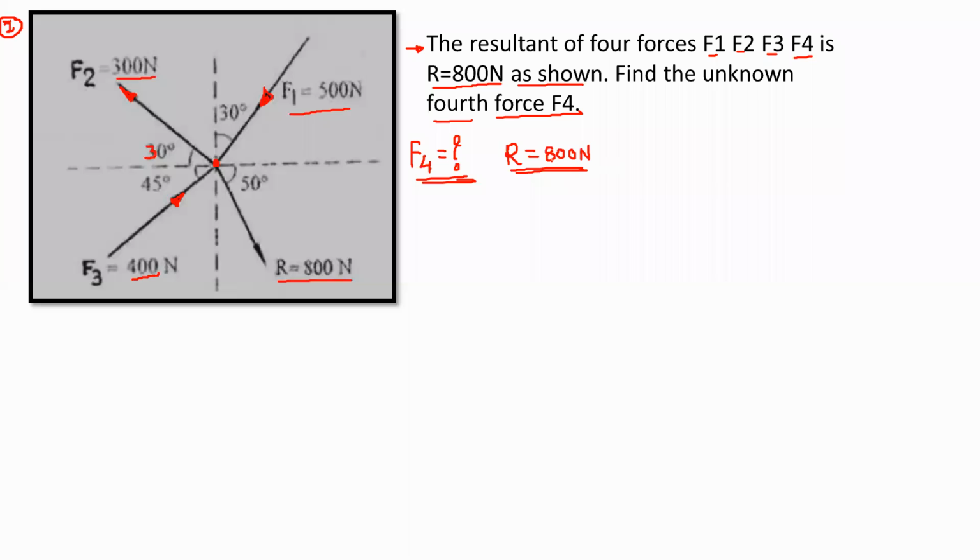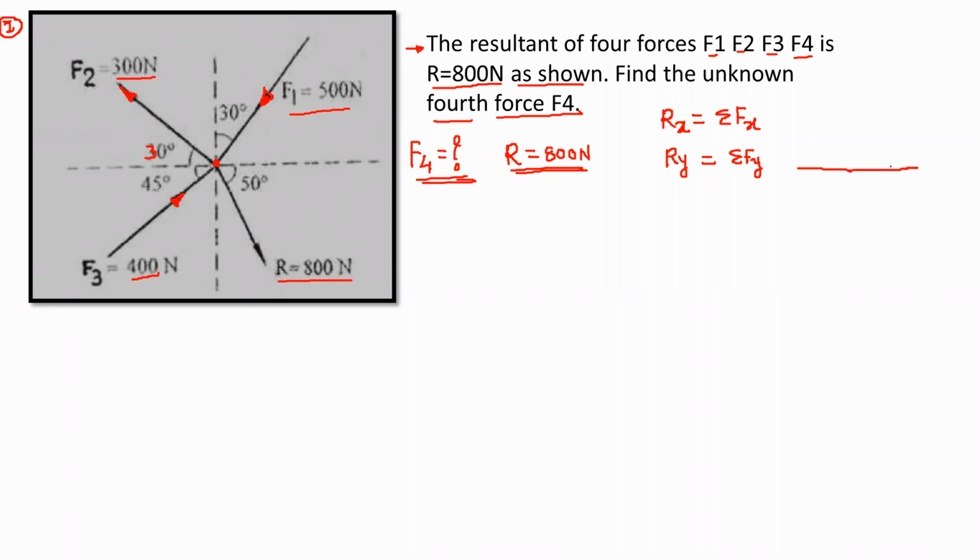So from this resultant, we know that the x component of resultant, that is Rx, is nothing but the summation Fx. And the y component of resultant, that is Ry, is nothing but the summation Fy. During the last class, we have discussed this. What is the meaning of Rx? It is nothing but the summation Fx, and Ry is nothing but the summation Fy. So the resultant quadrant is given. The resultant is 800 Newton acting at 50° and it is in the fourth quadrant.